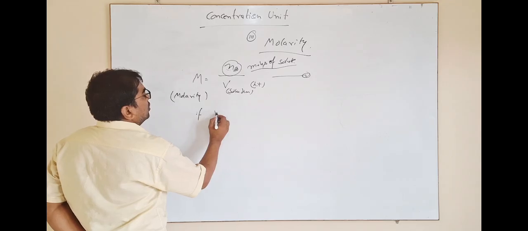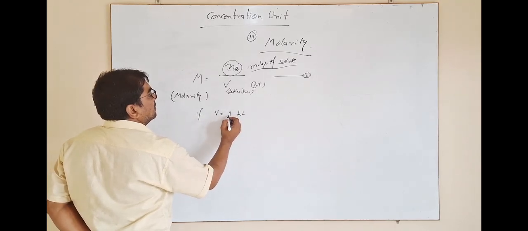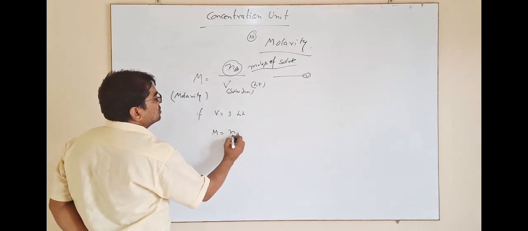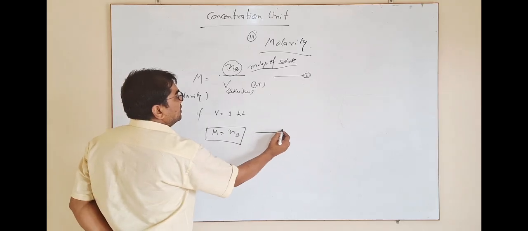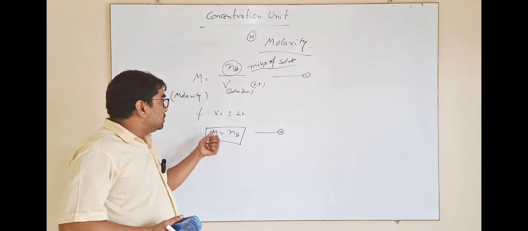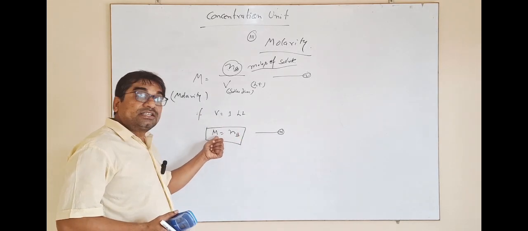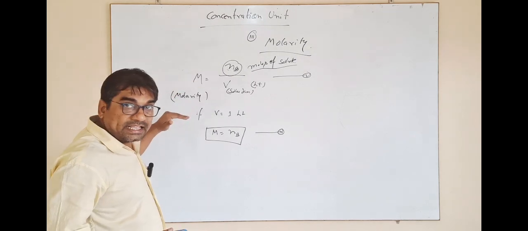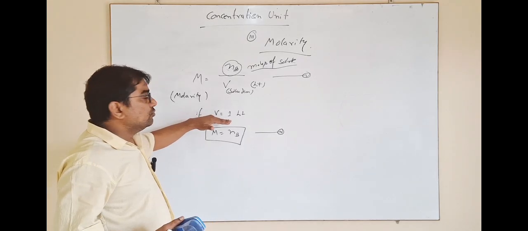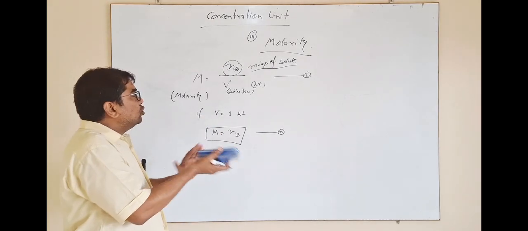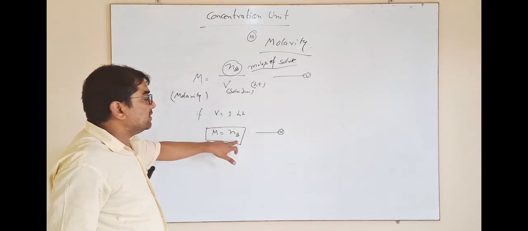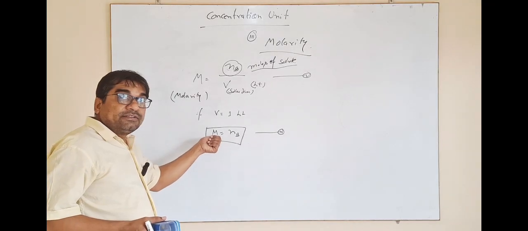If we consider volume V equal to 1 liter, that is, unit volume is considered, then molarity M will be equal to moles of solute. So what is the definition of molarity? The number of moles of solute dissolved in 1 liter of solution represents the strength of that solution in terms of molarity. That is, M will be equal to nB when the volume is 1. If equal volumes of the solutes are taken, then their number of moles will be equal and their strength will be the same.